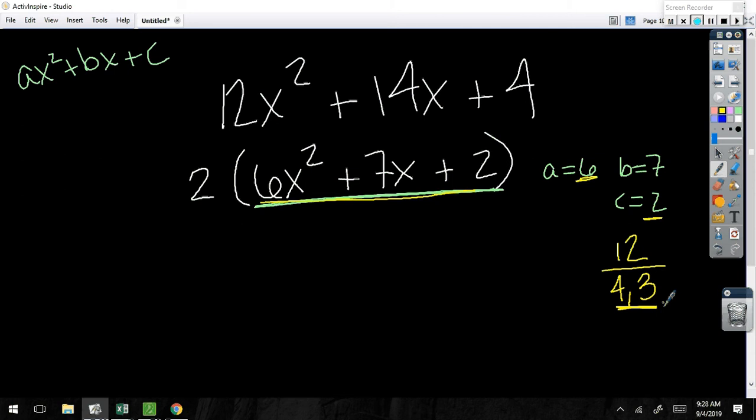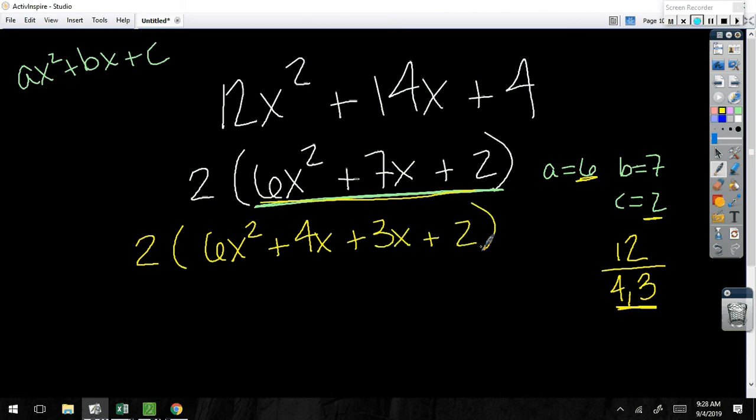Here's what I'm going to do. Instead of writing 7x, I'm going to write 4x plus 3x. Do we all agree that that is the same thing? Yes? So now what I'm going to do, I call this slashing. I slash it in half. And what I'm going to do, ignore that 2 for right now. It's still going to be part of the answer in the end, okay?